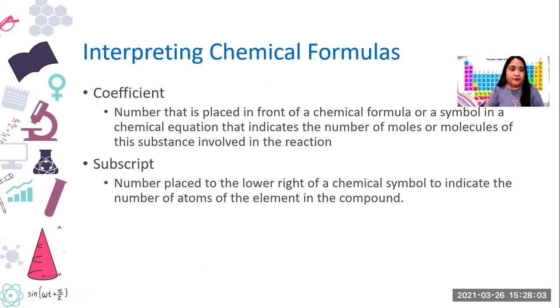In interpreting chemical formulas, it's very important to understand the numbers that you see on the different chemical formulas. You have the coefficient and the subscript. The coefficient normally just tells you the number of moles or molecules in the substance that is involved in the reaction. The subscript, on the other hand, the smaller number, usually at the end of each element, would indicate the number of atoms of that element in that compound.